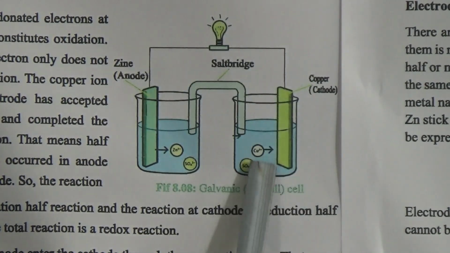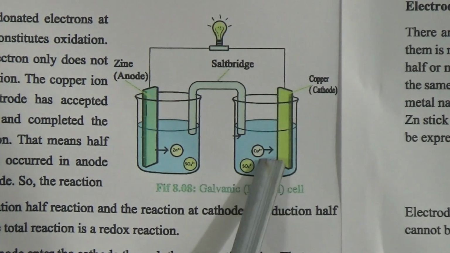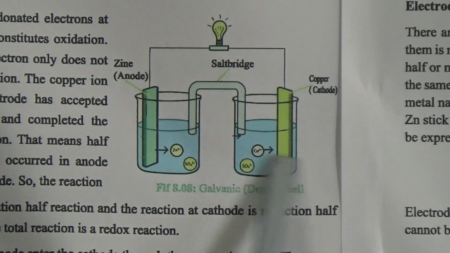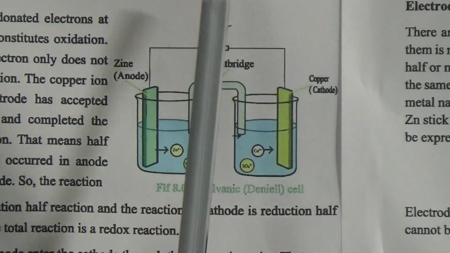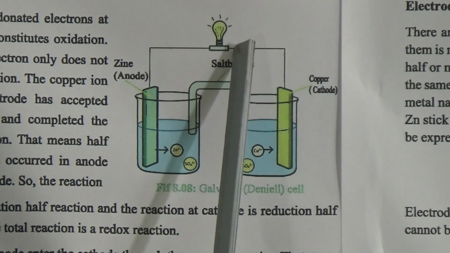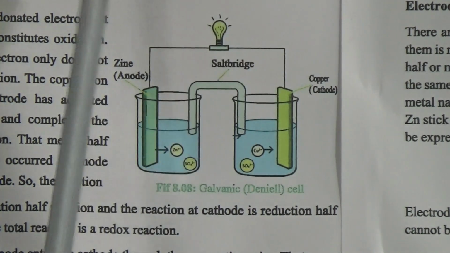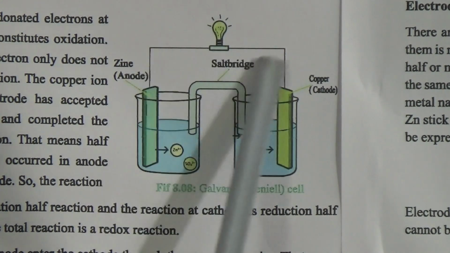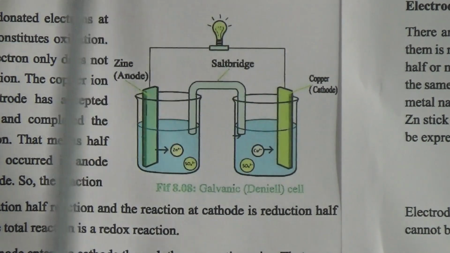Here the copper takes the electrons and becomes copper metal, and this flow of electrons just makes the bulb glow. That means here electricity is produced. We know electricity is the flow of electrons, that's why it is proved that there is a flow of electrons.